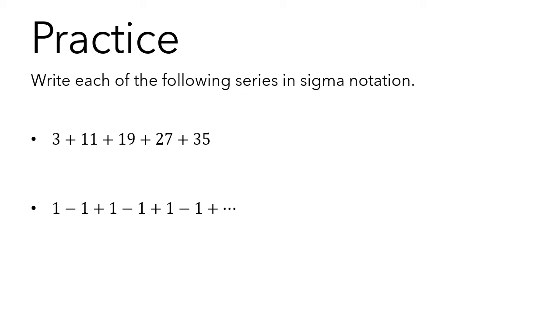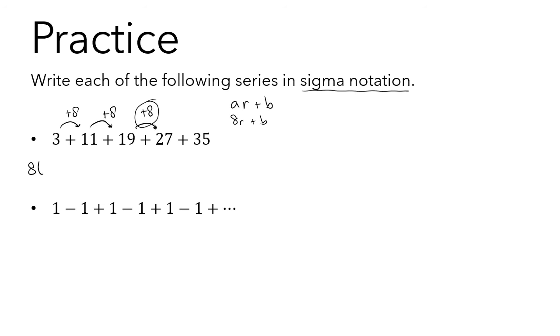Okay, last example, we're going to practice writing each of these series in sigma notation. So this first one, notice that it's growing by 8 each time. We're adding 8. So it's going to be of the form a times r plus b. And a is going to be 8 because that's what we're growing by each time. So we've got 8r plus b.